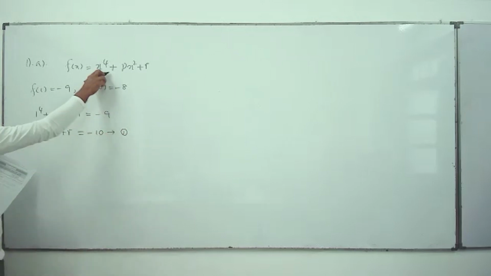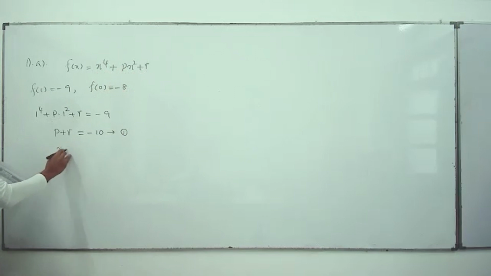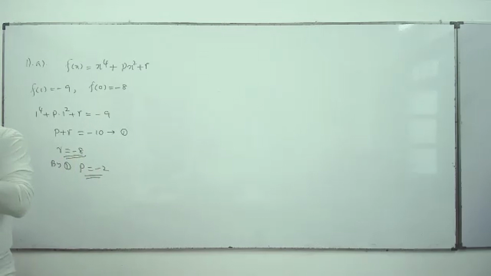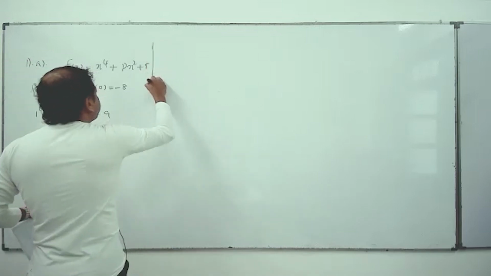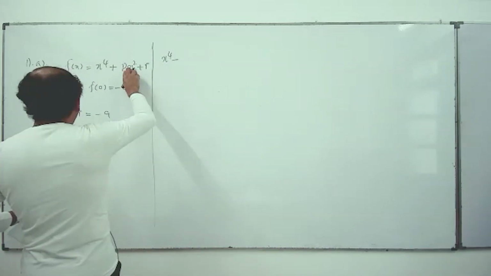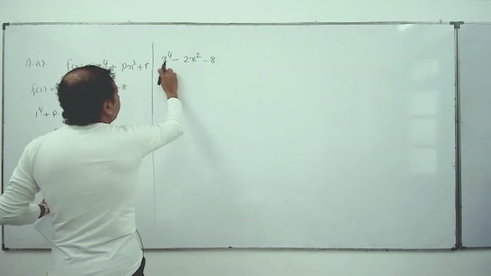f(0) is minus 8. Put 0. The right hand side is r. It is equal to minus 8. Put minus 8 here, plus 8, p equals minus 2. Next one given. If f(x) can be expressed this way, now we can write f(x). f(x) we can write as x to the power 4, p is minus 2, so minus 2x squared, r is minus 8. Now this is our f(x).